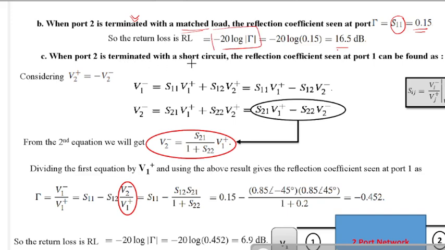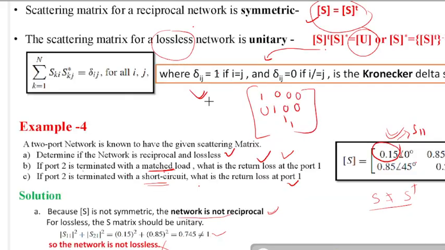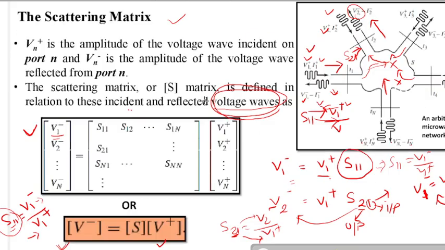When port 2 is terminated with a short circuit, see here, the reflection coefficient at port 1 can be found as follows. We'll consider that V2 plus equals minus V2 minus. That means I am considering V2 minus as the negative, outward direction, and V2 plus as the positive direction. So V2 plus is nothing but the negative of V2 minus, just the opposite. Then V1 minus is equal to S11. From where is this coming? This is coming from this network.